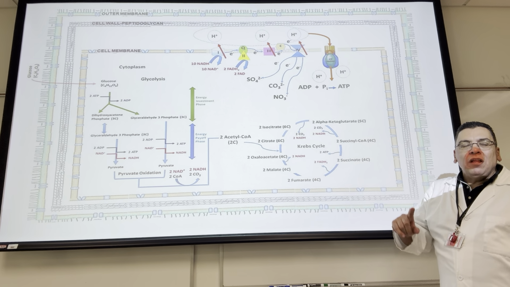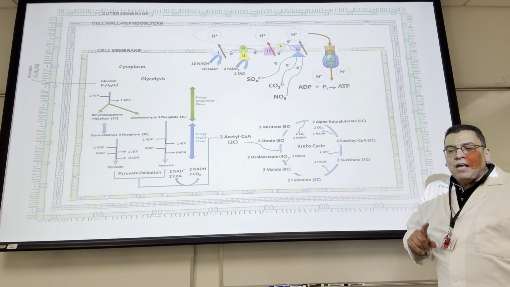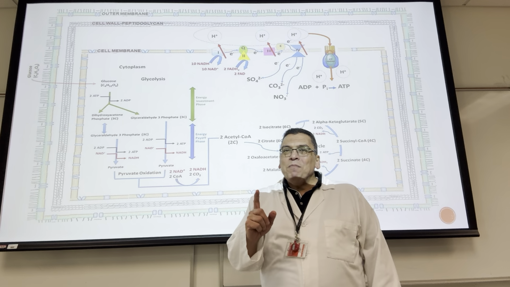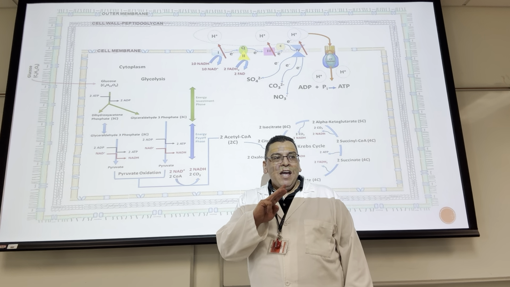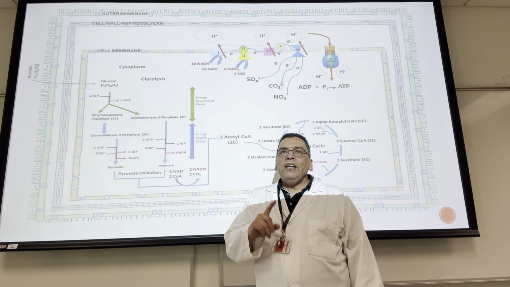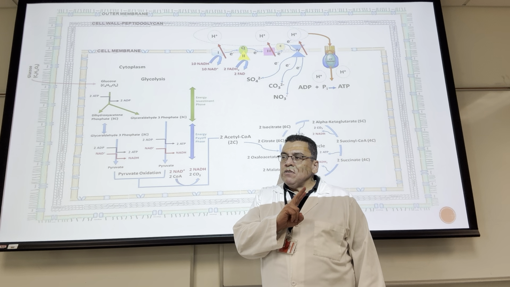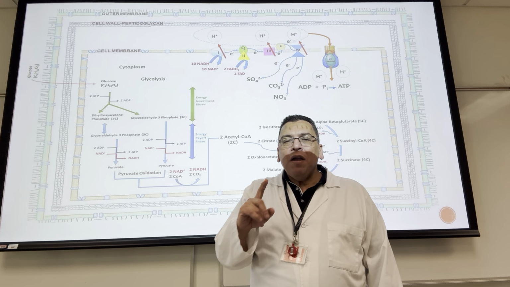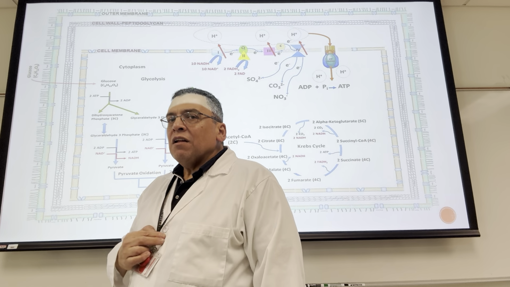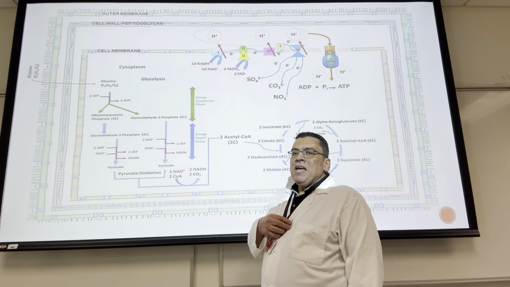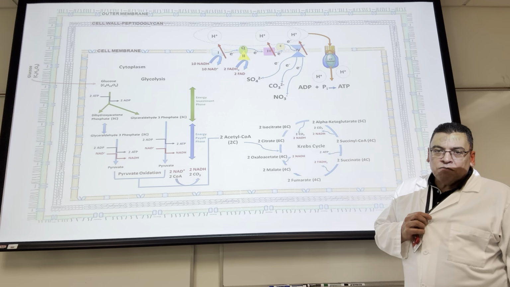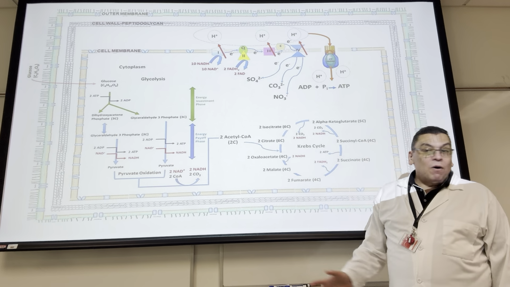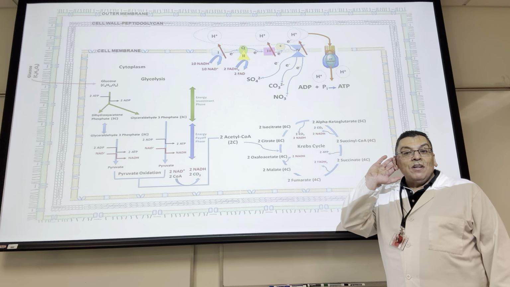How many total ATPs do we make from the 10 NADHs? 30, because each NADH makes 3 ATPs. How many total ATPs do I make from the 2 FADH2s? 4. Listen to this question. How many total ATPs do I make by oxidative phosphorylation? 34. How many do I make by substrate level phosphorylation, net gain? 4. How many do I make total? 38 maximum yield.